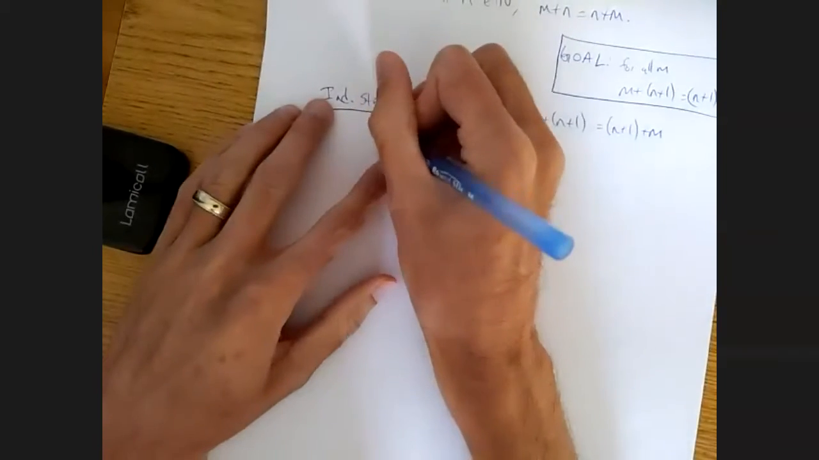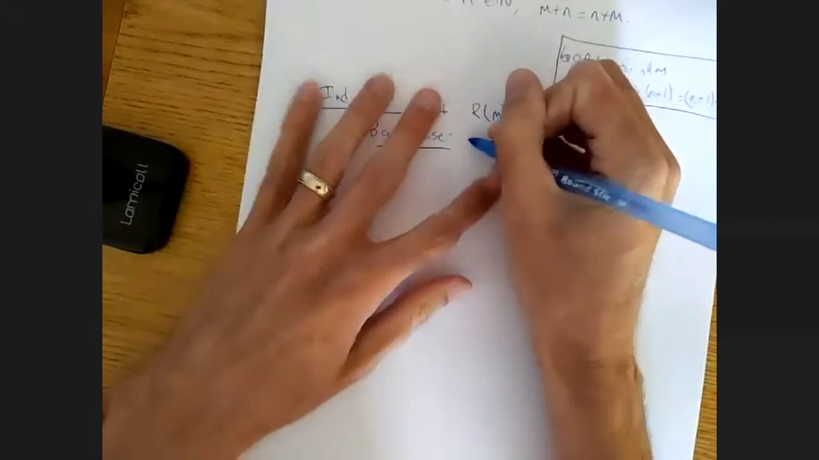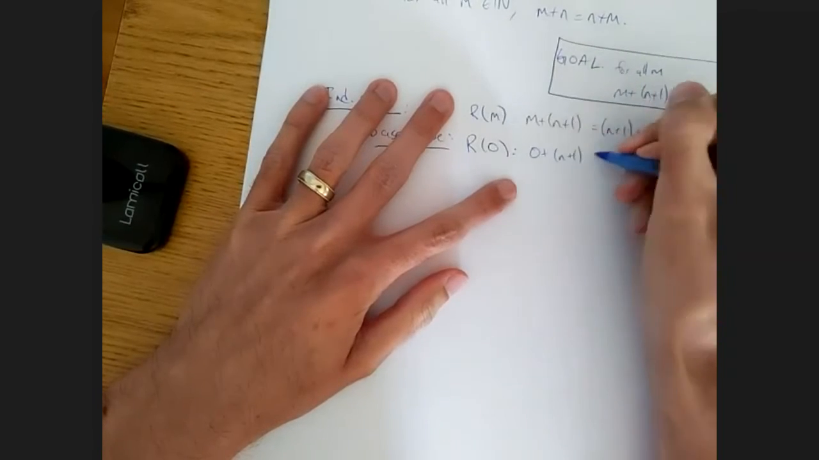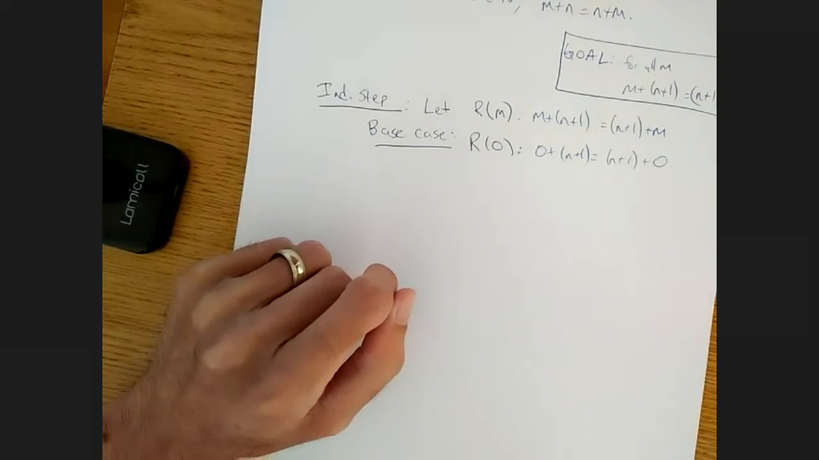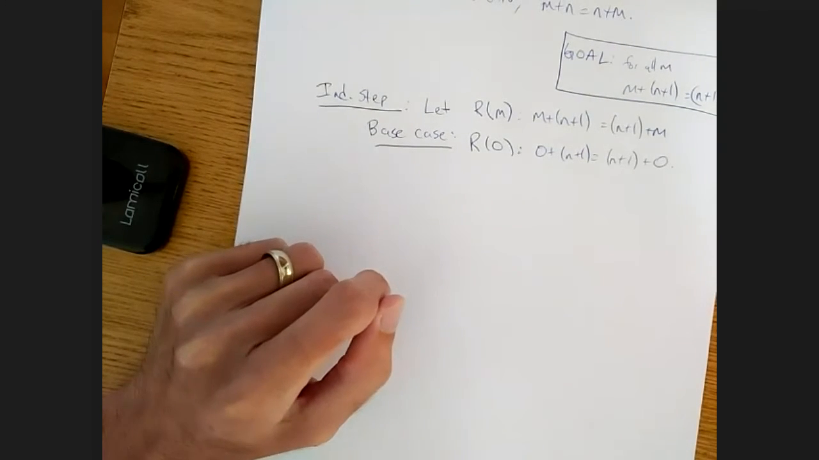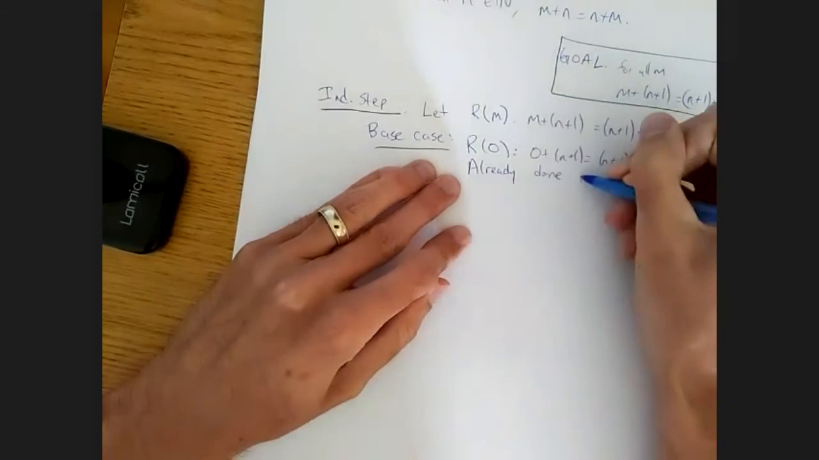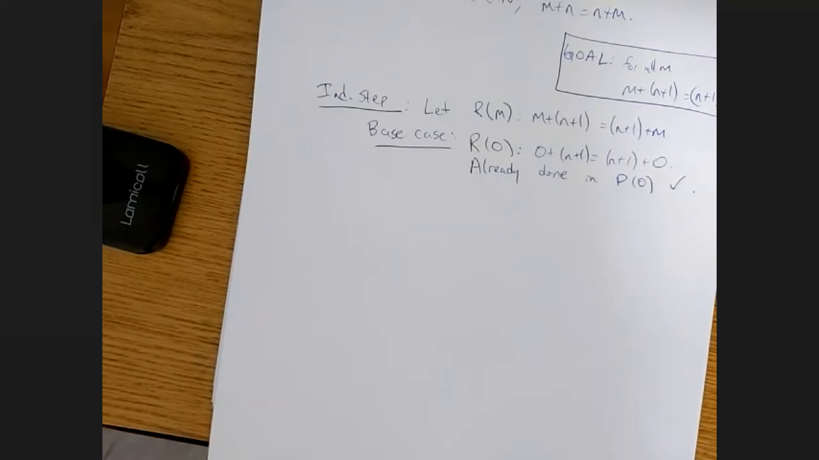So base case for R. R of 0 is just the statement that 0 plus n plus 1 equals n plus 1 plus 0. This is actually something we've already considered in the base case of the induction for P. So already done in P of 0. At least we saved ourselves some work there.